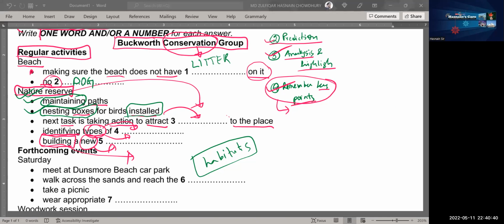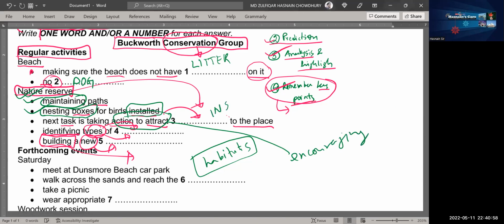And next, we're going to work on encouraging insects. So the next task is taking action to attract insects to the place. Question number 3, the answer will be insects. They're important for the biodiversity of the reserve.